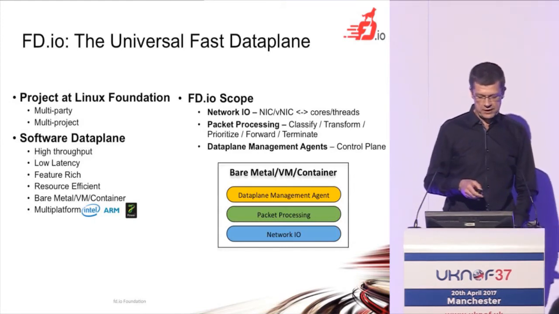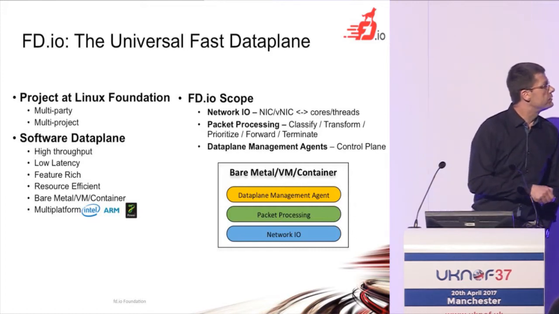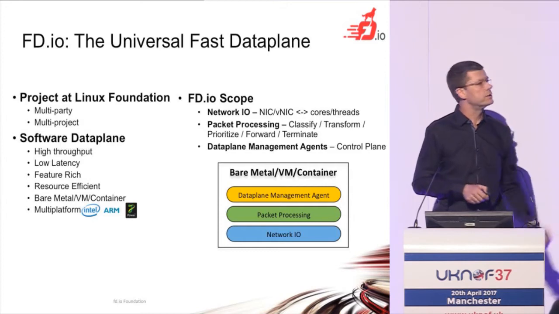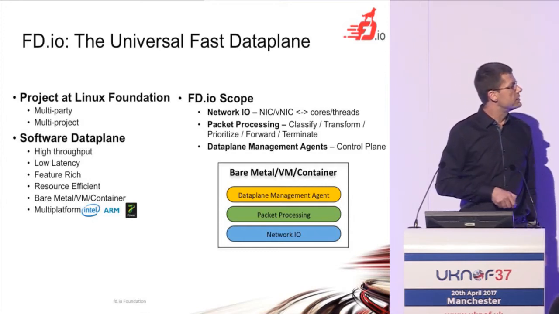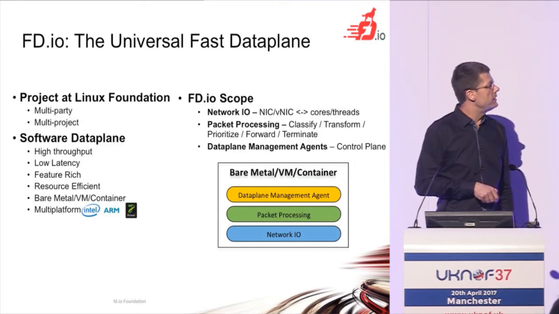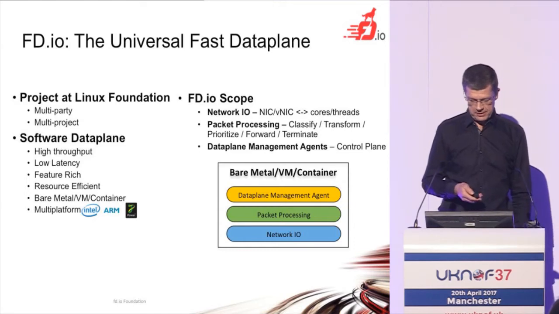It's really focusing across three, let me try to use this laser thing, 3 layers. So there is a network I/O, which is getting the packets off the wire to the computer. It's processing the packets, which is the key core component of the system, VPP. And then there is a management agent that actually makes the system usable.